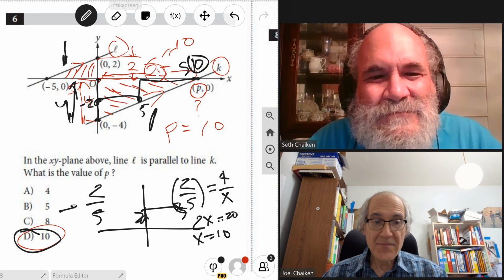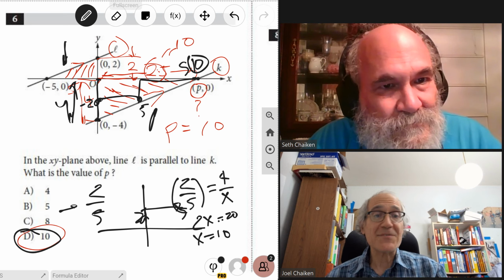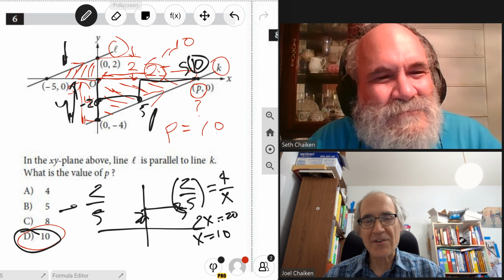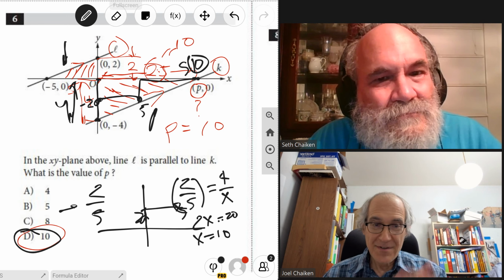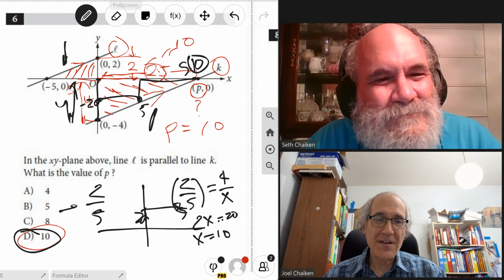So this is good. We came up with 2 completely different ways of doing it. I was very impressed by the way Seth did it, but it requires you to recognize those triangles are similar. And wow, Seth was actually impressed by the way I did it, which I thought was probably the standard way. I think most people are going to do it the way I did it. But very good.